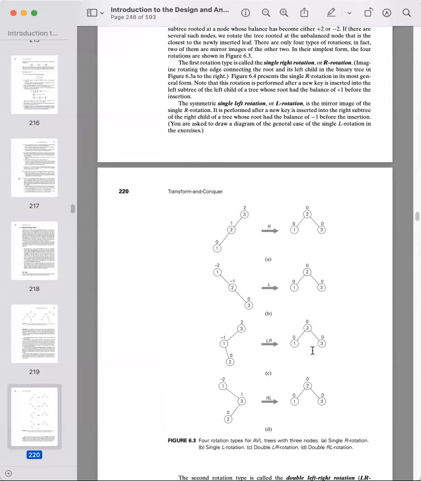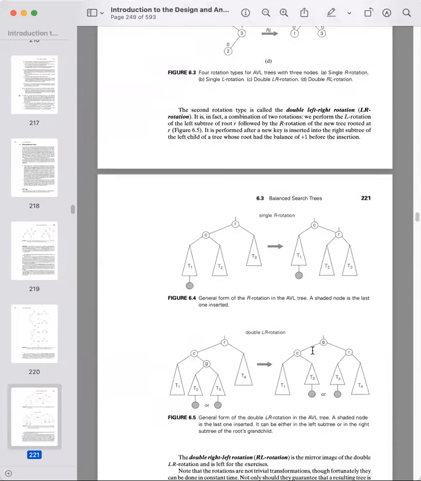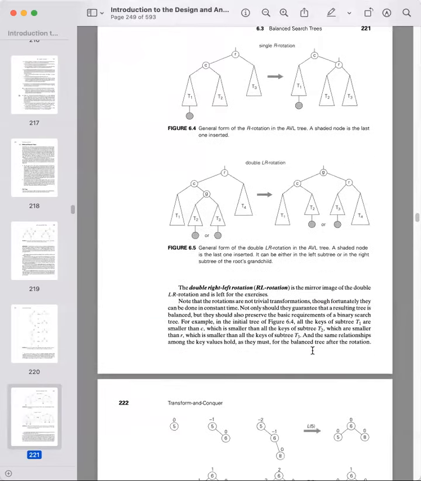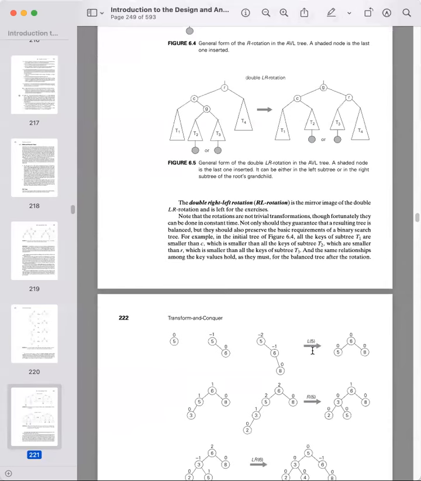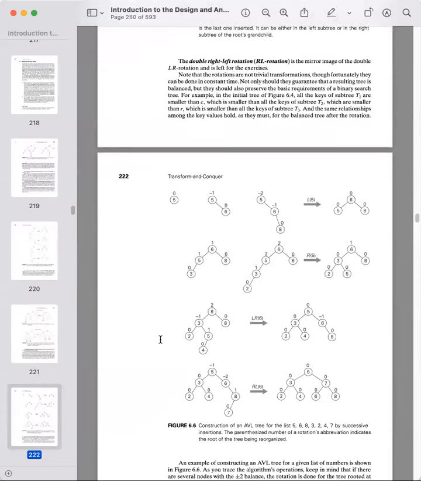Because we're checking every time we add, we're guaranteed that this is the only thing we're going to get. We can't get any other funky kinds of rotations. The book is going to go through those rotations and show you how we would transform. In this case, we're constructing an AVL tree.